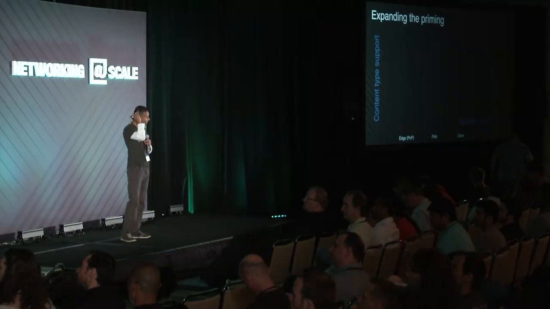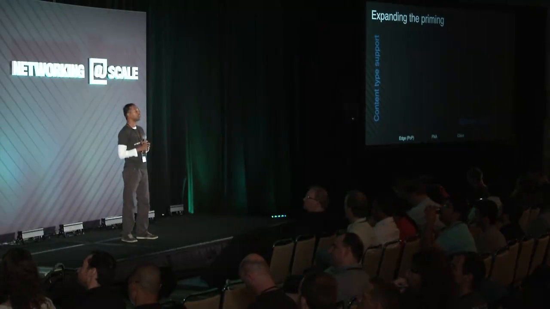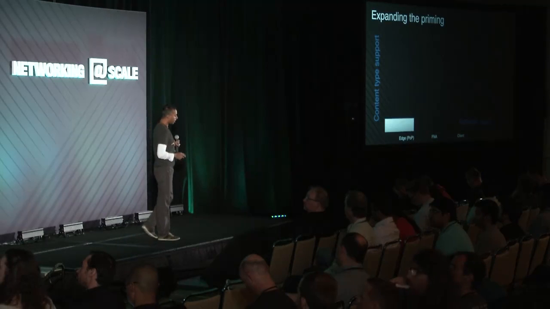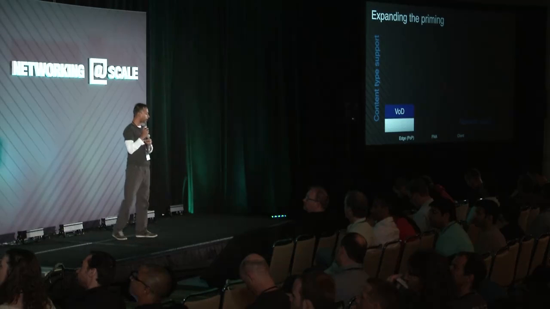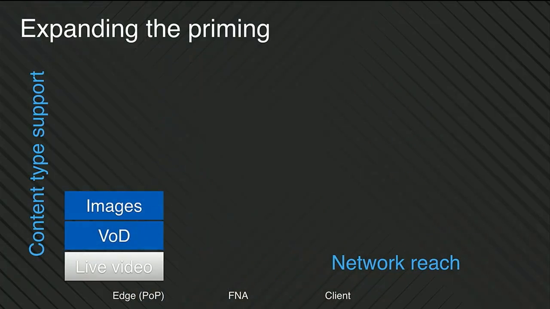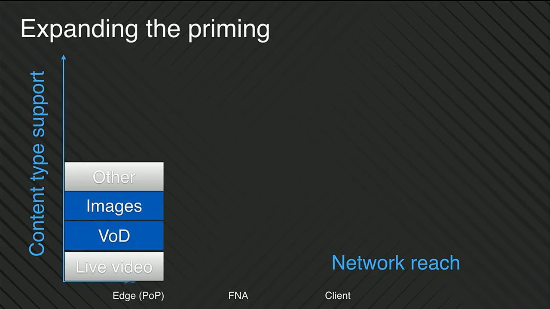Now, since this worked pretty well for live video, we thought about what else we can do with it, and it turns out we can actually apply the same idea to video on demand and images and other kinds of content as well. And similarly, just like the different types of content, we can extend this to caches closer and closer to the user as well.